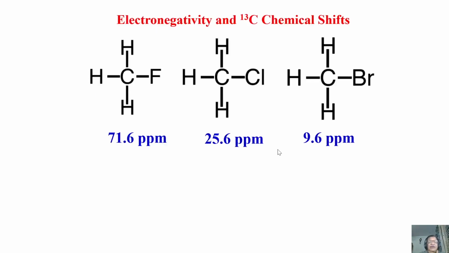Similarly, if you look at the electronegativity and carbon-13 chemical shifts, it is exactly what we saw in the case of protons. Now take an example of a molecule CH4 where one proton is knocked off and fluorine is substituted. This comes at 71.6 ppm. Instead of fluorine, if I put chlorine, you get 25.6. Instead of chlorine, if I put bromine, it comes to 9.6 ppm.